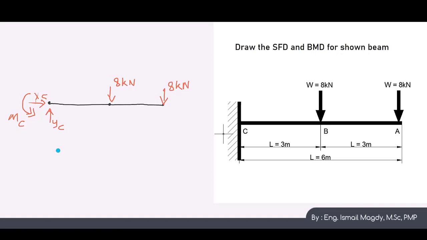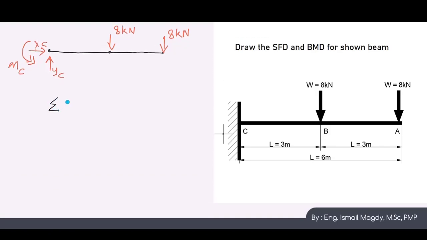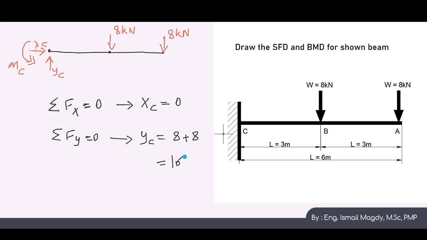We will start with the easiest equation, which is sigma forces in the x direction equals 0. We don't have any horizontal external forces here, so the reaction in the x direction will equal 0 also. Our next equation is sigma forces in the y direction equals 0, which means YC will equal 8 plus the other 8 kN, which equals 16 kN, and the other forces are going downward, so the reaction is going upward.